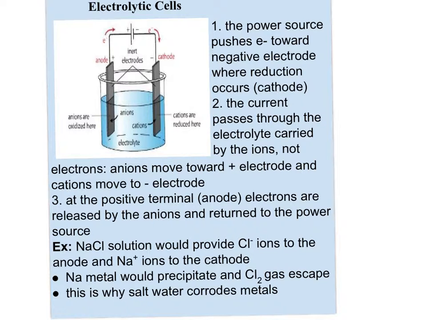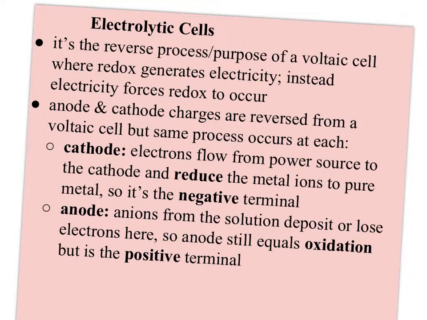And at that point, we're going to see the sodium ion pick up an electron and become sodium metal. At the same time, we're going to have chlorine anions precipitating over here. They're going to be giving up their electron and forming chlorine gas. And you could have some kind of contraption here to catch that gas, or you can let the gas escape, whereas the sodium metal will plate right onto the electrode. But that's why salt water is so corrosive to many metals.